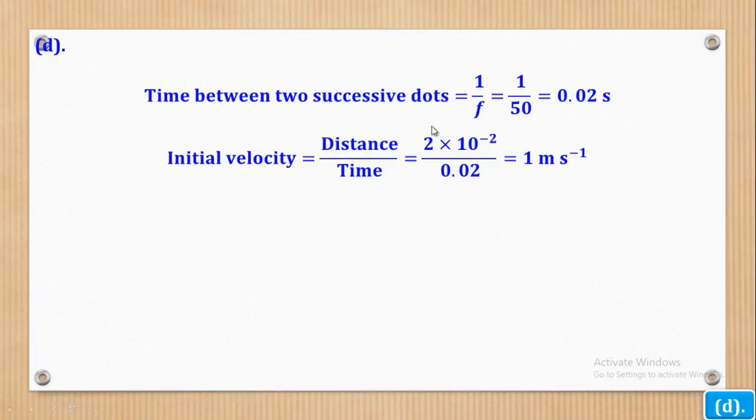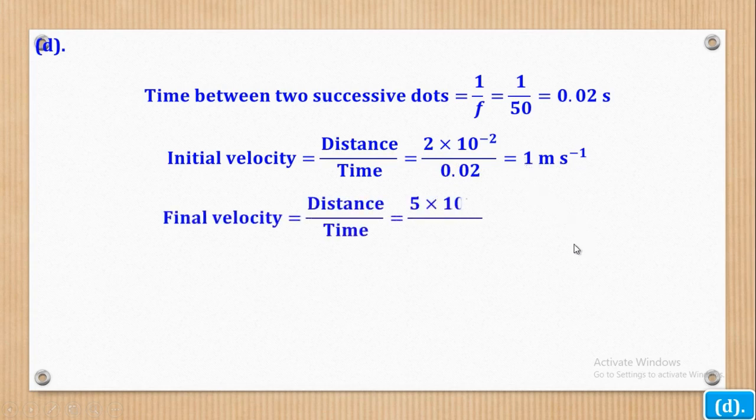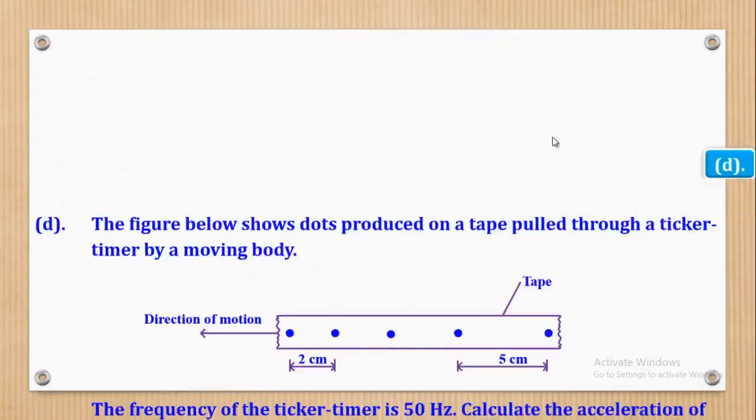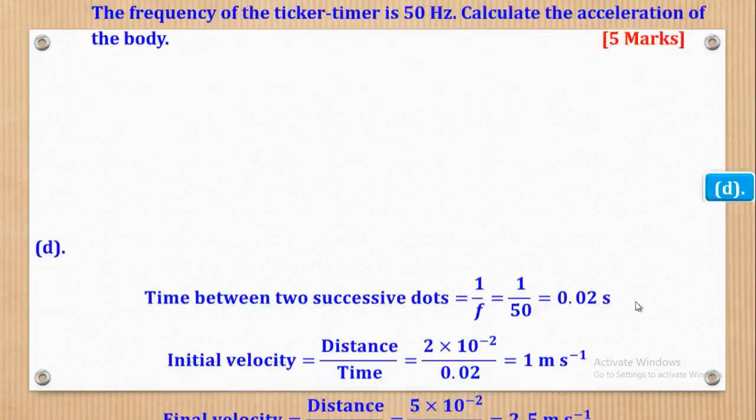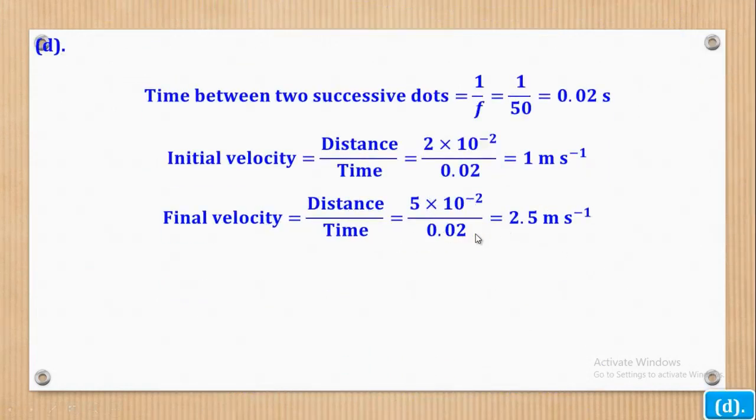Therefore, when I convert centimeters to meters, it will be 2 times 10 to the power negative 2 over the time, which is 0.02, to give you 1 meter per second. What about final velocity? Final velocity will also be given by distance over time, and here the distance between two successive dots is 5 centimeters. So you convert to meters to give you 5 times 10 to the power negative 2 over 0.02 to give you 2.5 meters per second.